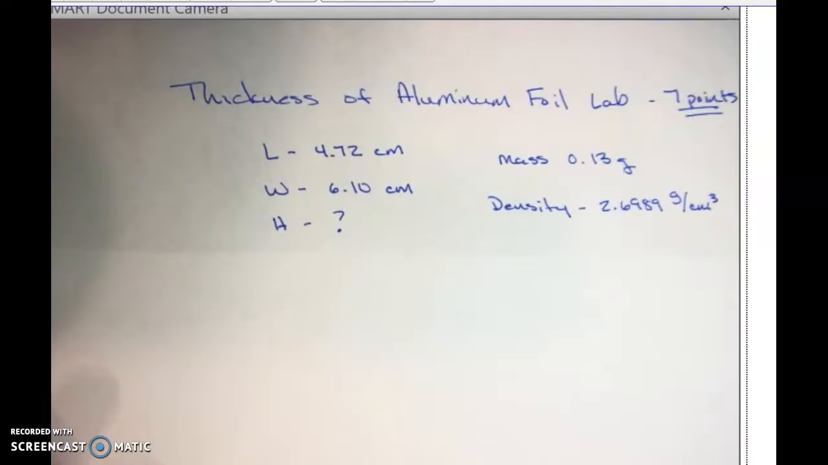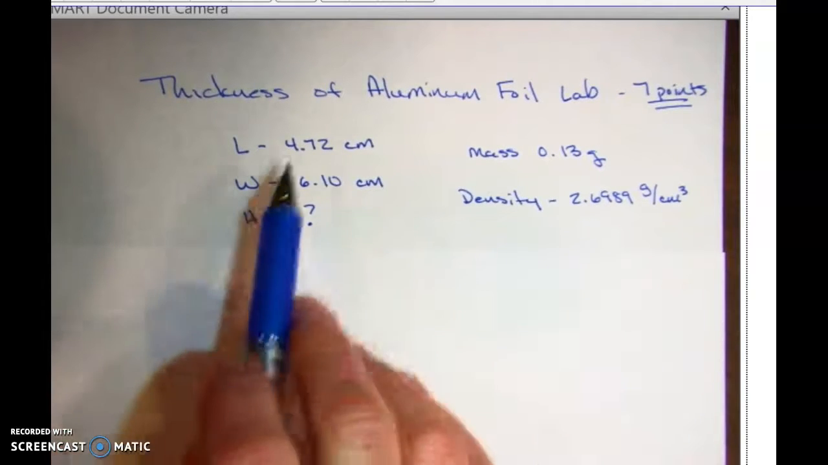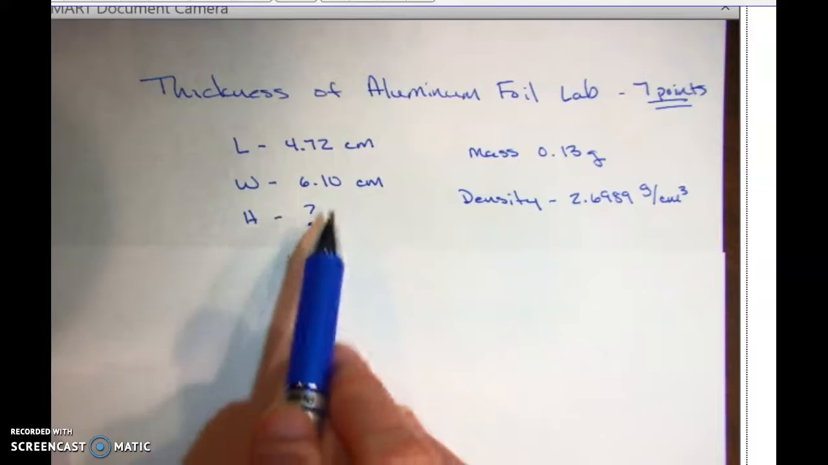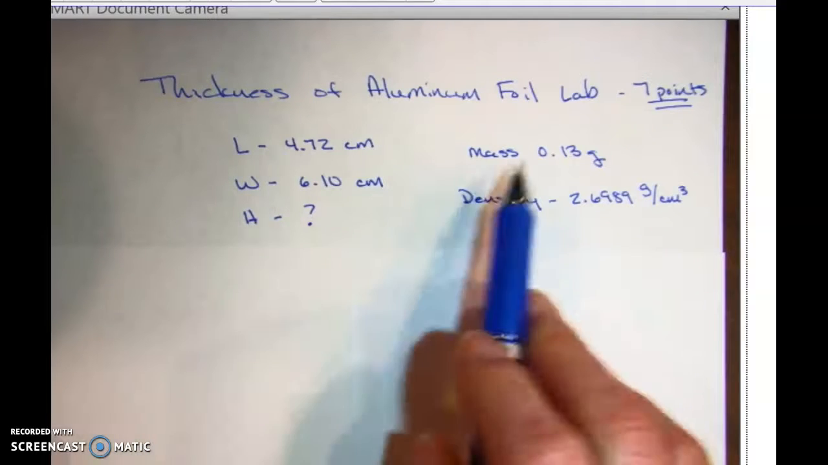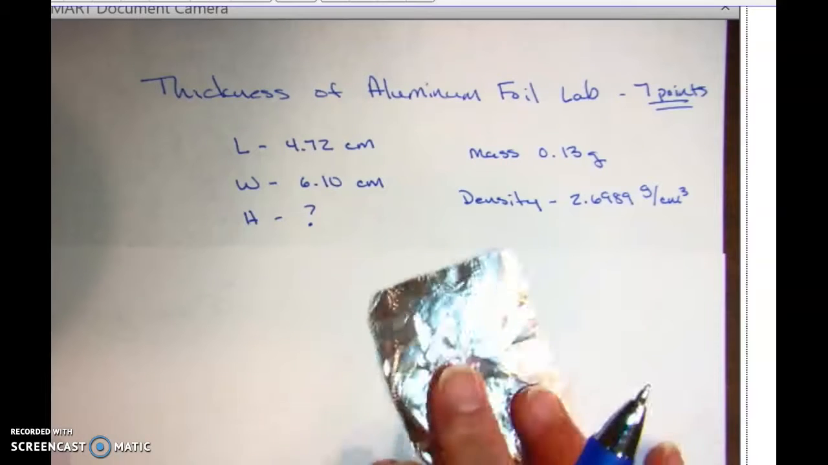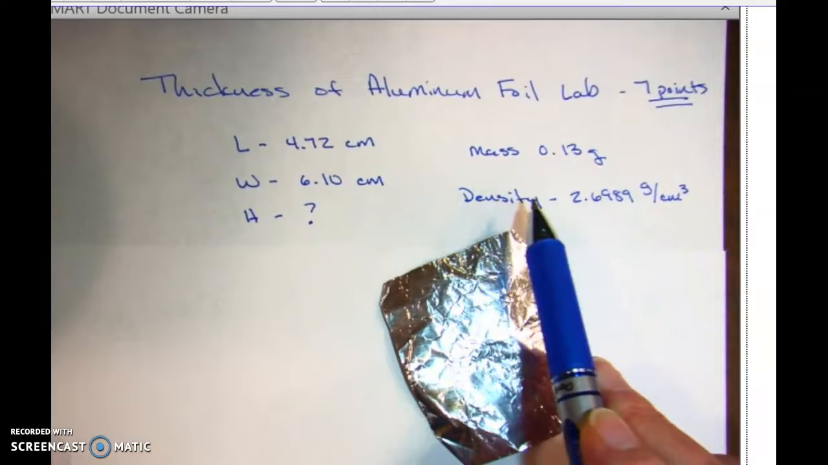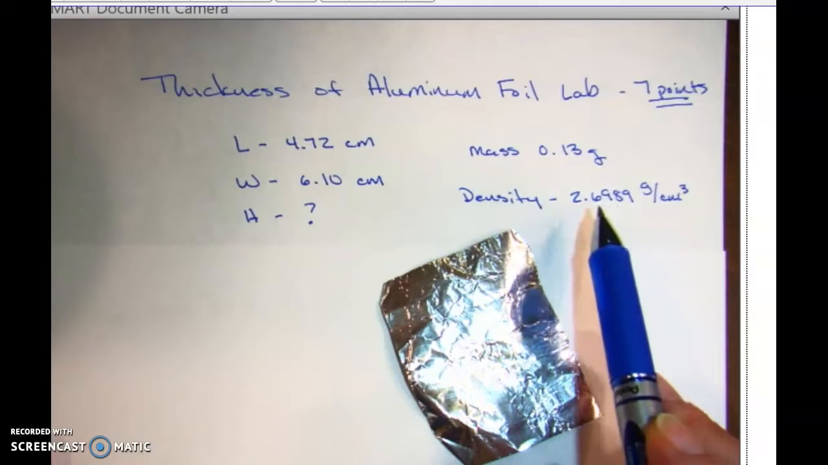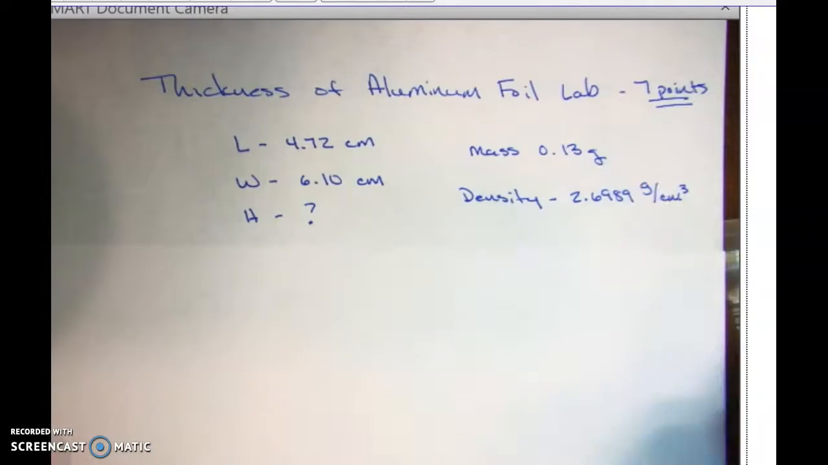So, here were the measurements that we used. We already went through this. The length of the foil, the width. We're trying to determine what the height or thickness of the foil was. We put our piece of aluminum foil on a balance and the mass was 0.13 grams. And then the density came from the periodic table, 2.6989 grams per cubic centimeter.